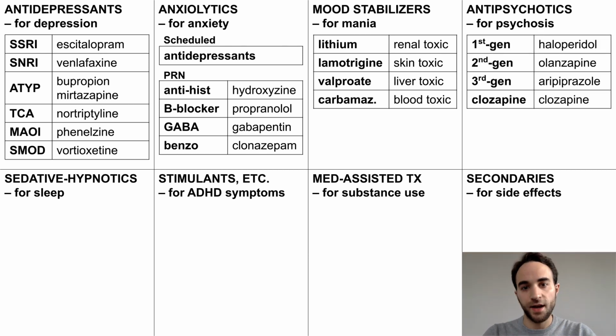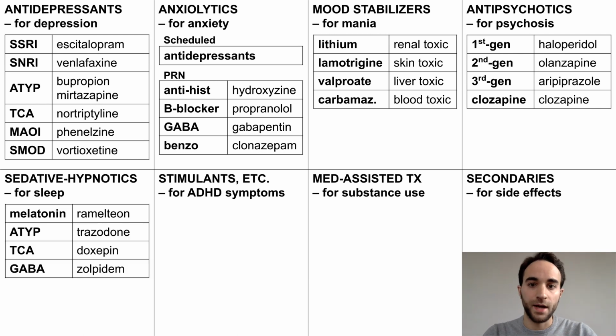Next are the antipsychotics, which include the first generations, second generations, and third generations, each of which have distinct mechanisms. Clozapine is a second-generation antipsychotic, but I place it in a separate class here due to its distinct characteristics, particularly its higher efficacy and higher need for monitoring of side effects.